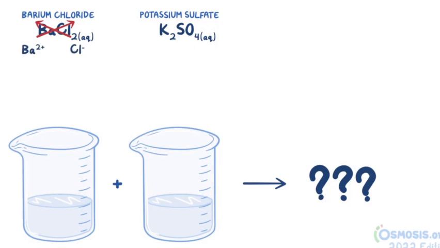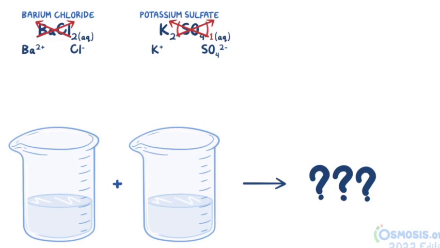Likewise, crossing over charges tells us that potassium sulfate becomes potassium K+ cations and sulfate SO4 2- anions in solution. Now that we know what ions are in our solution, we can figure out the products of the reaction.